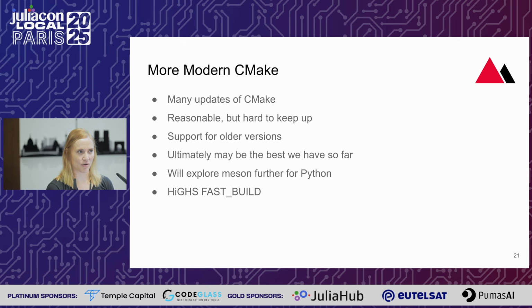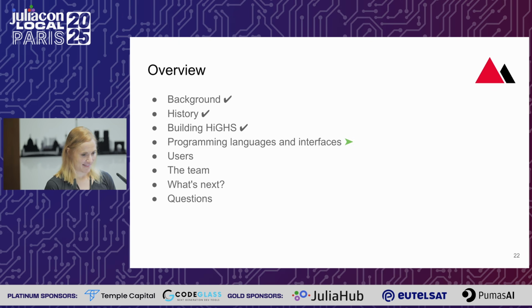It gets updated often. There were CMake and modern CMake and more modern CMake and now even more modern versions. We are managing to keep up. It's not so easy. We support older versions still. It may be the best we've got so far. We will explore Meson further probably. I had a not so great experience with Meson, but we'll see how that gets on. So that was all I wanted to share on the build, and now moving on to programming languages and interfaces.